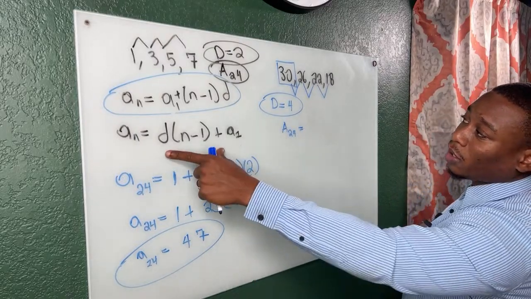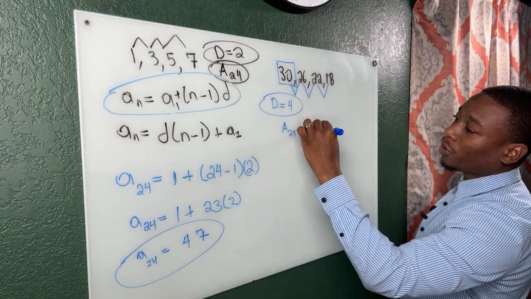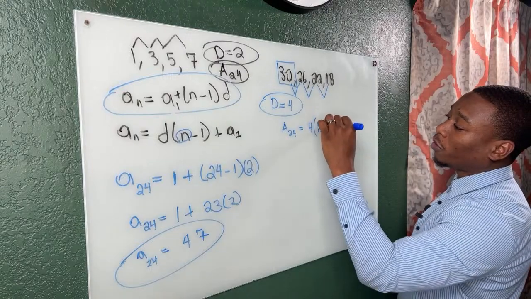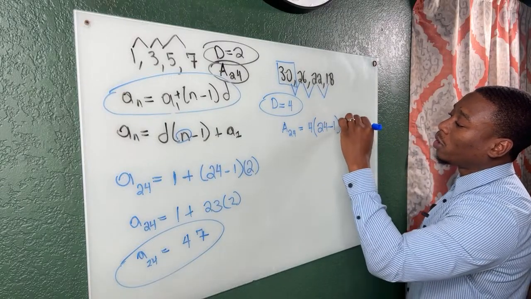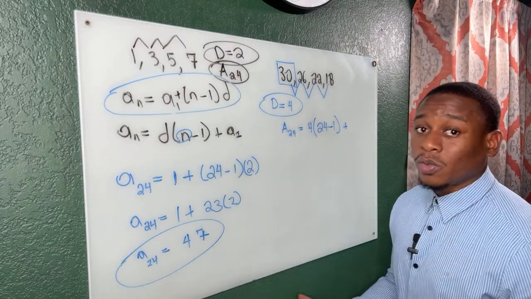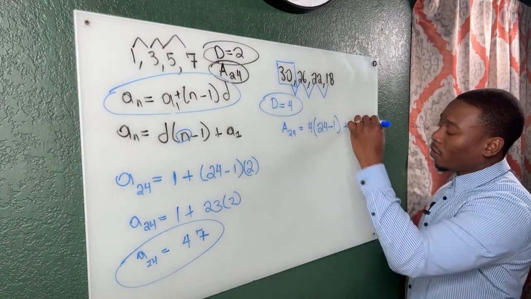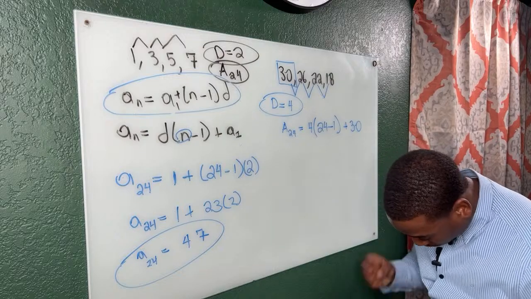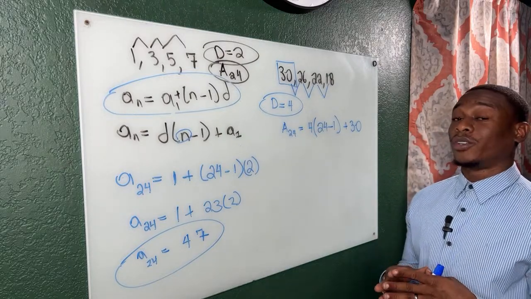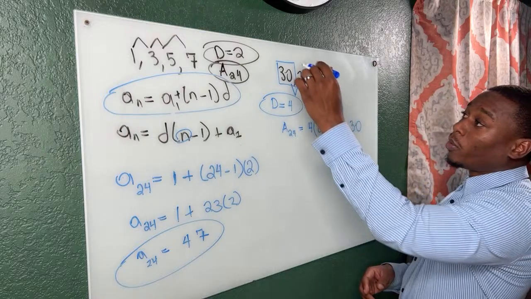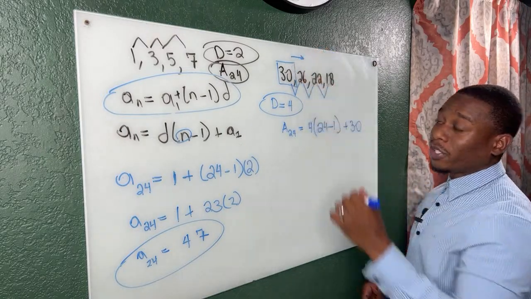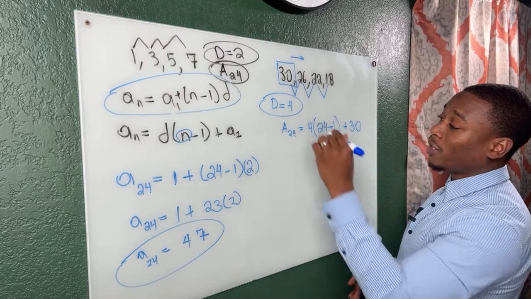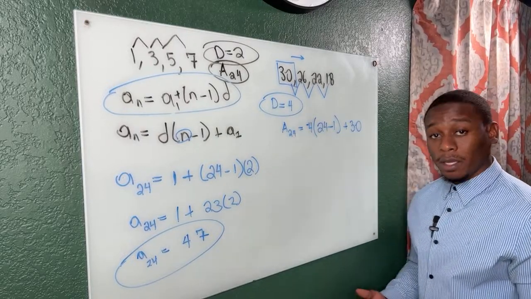Let's say we use the second equation. We have the common difference of 4 times what? We know what n is, 24. We're looking for the 24th term, minus 1, plus what? What's the first term in the sequence? 30. Let me double check. Yep, we're good. Before I solve this, remember that these numbers are decreasing. So unlike the common difference here of positive 2, just know that this can be negative, okay?